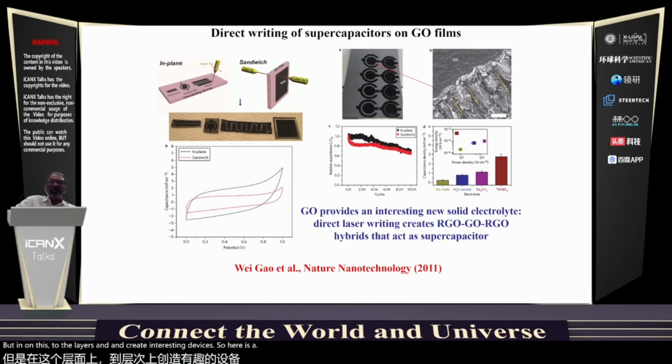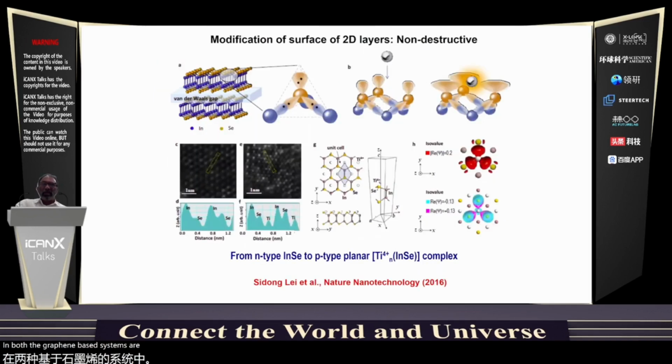So here is a simple example of a graphene oxide film that has been converted into reduced graphene oxide using a laser beam to build in-plane supercapacitor devices. And again, this is a combination of bottom-up and top-down approach to creating two-dimensional material-based device architectures. And such processing could ultimately lead to some really unique types of devices in both graphene-based systems and other systems.